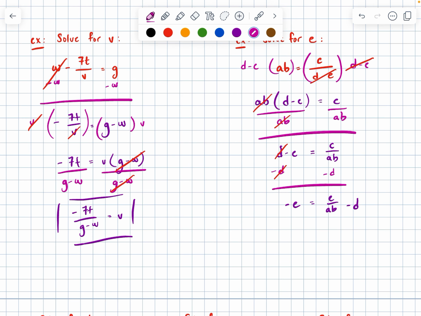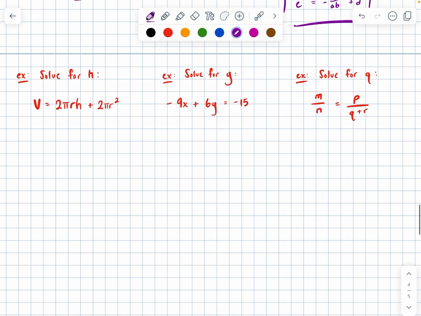And then the last thing that I need to do, well, I've got a negative e. So if I want to write positive e, I could think about multiplying everything by -1. Negative e times -1 is e. I've got negative c over ab, and then positive d. Very nice. So let's do a couple more together, and then you're free.